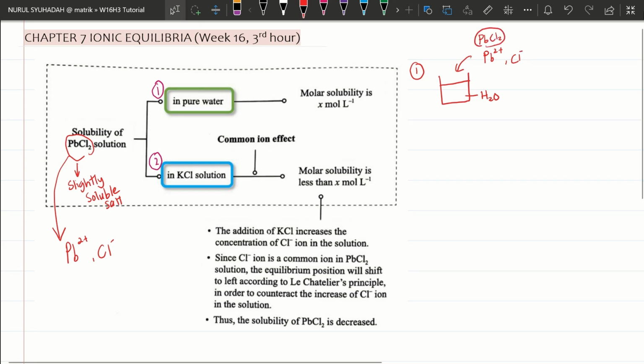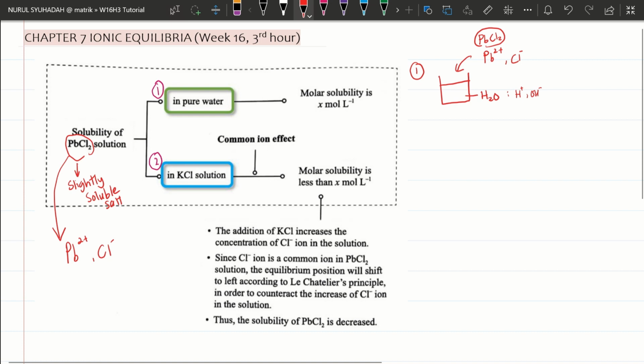Okay, so dekat sini if you look, there is no common ion. Okay, yang ni nanti akan jadi slightly dissociate, kita akan dapat H+ dan dapat OH-. Okay, tak ada ion yang sama. Okay, jadi the solubility of PbCl2 will not affected by the solution itself.